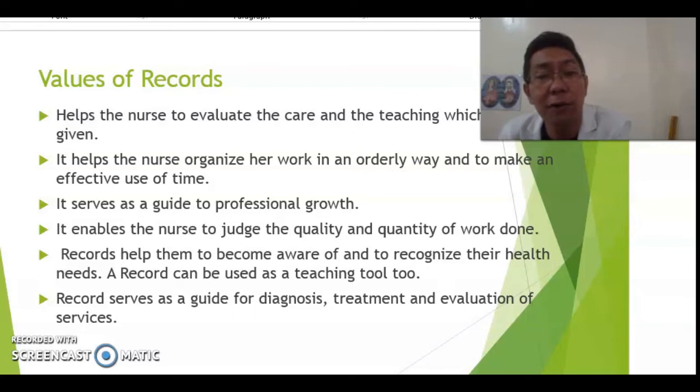Okay, so of course the records serve as a guide for diagnosis, treatment, and evaluation of services.